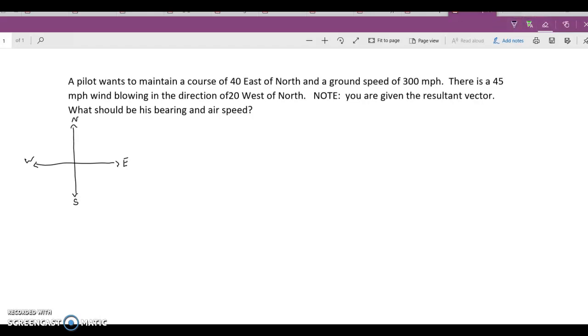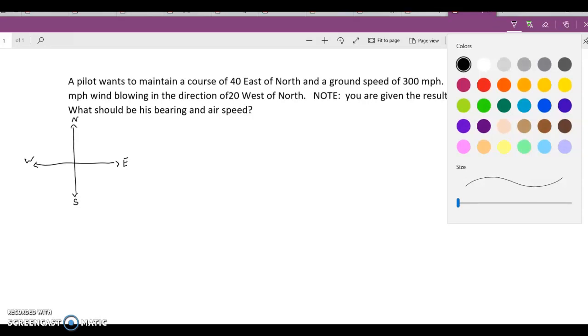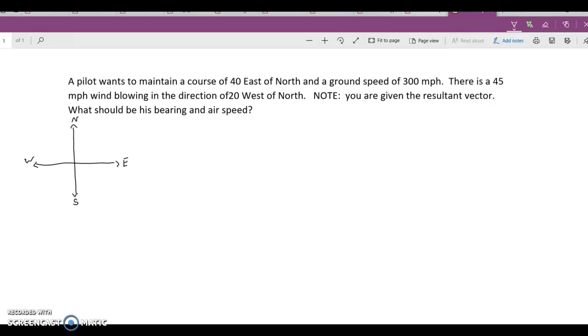Hi guys, and this is your video for number 3 on your vector applications worksheet. So, reading this problem, a pilot wants to maintain a course of 40 degrees east of north and a ground speed of 300 miles per hour. So, first thing we're going to do, draw a picture.